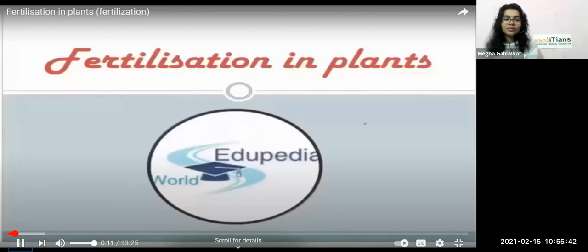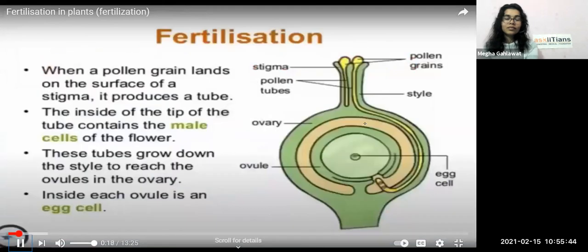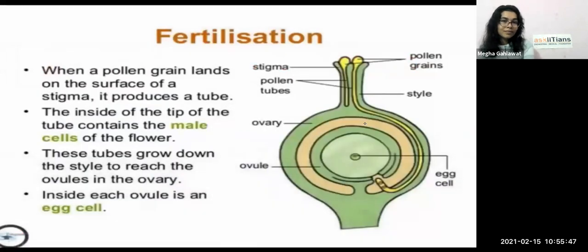Welcome to Wikipedia World Plants. Let's define what is fertilization. When a pollen grain lands on the surface of a stigma, it produces a tube. The increase of the tip of the tube contains the male cells of the flowers. These tubes grow down the style to reach the ovules in the ovary. Inside each ovule is an egg cell.